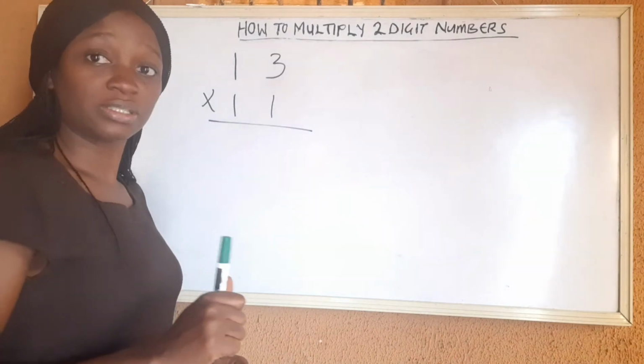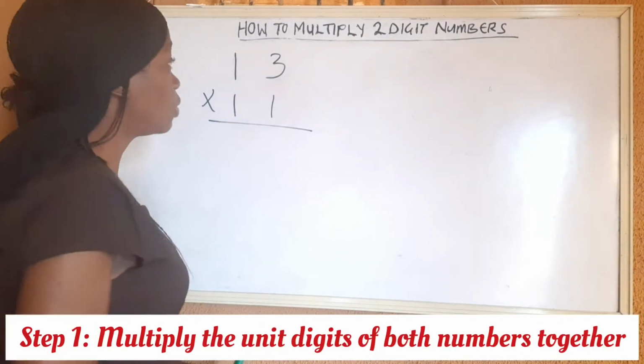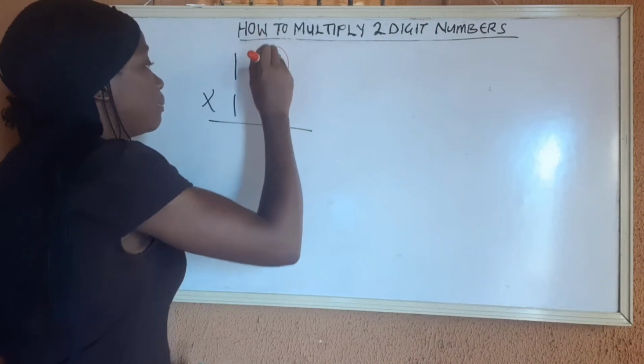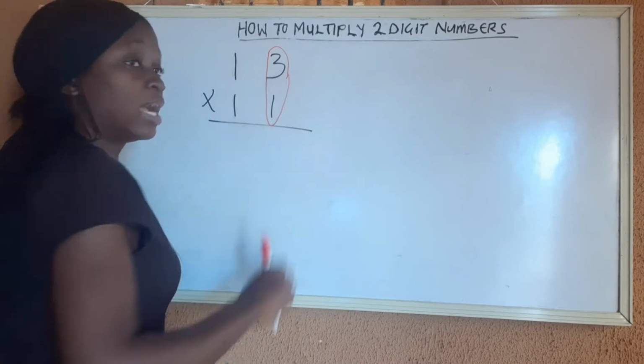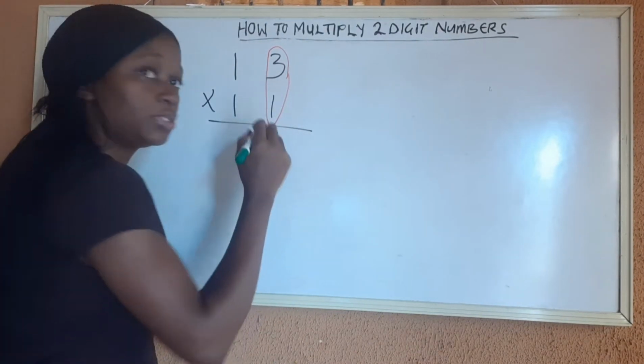Now, our first step will be to multiply the unit digits of these numbers together. So that means you are going to be multiplying 3 by 1. And so 3 times 1 gives us 3. So we write that here, 3.